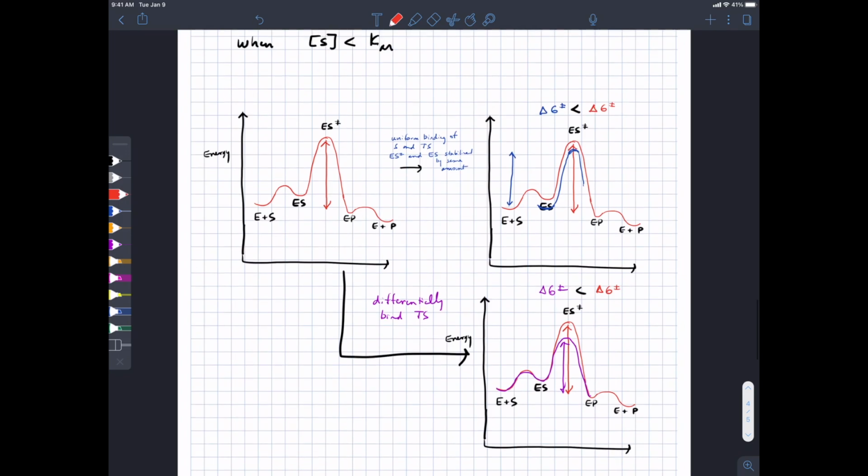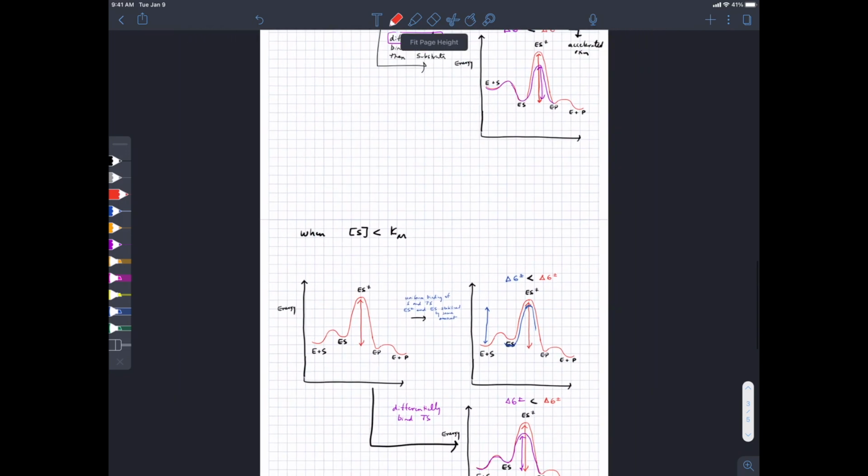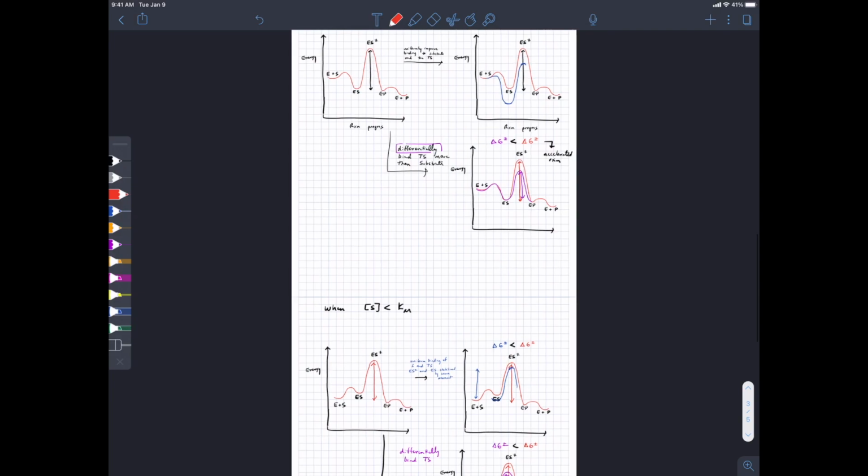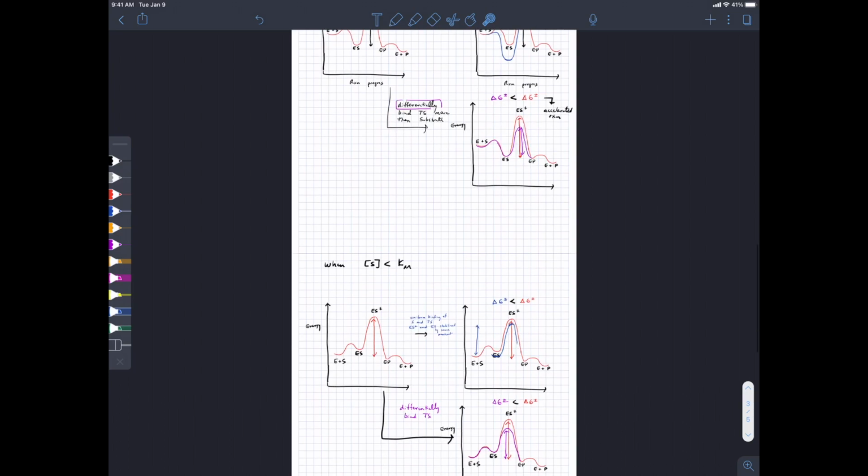So there are two situations that enzymes can be in, and you can see two different strategies for enhancing catalysis. One, differentially binding the transition state, works all the time, and the other, trying to bind both the substrate and the transition state to similar extents, only works when your substrate concentration is below Km. Okay.